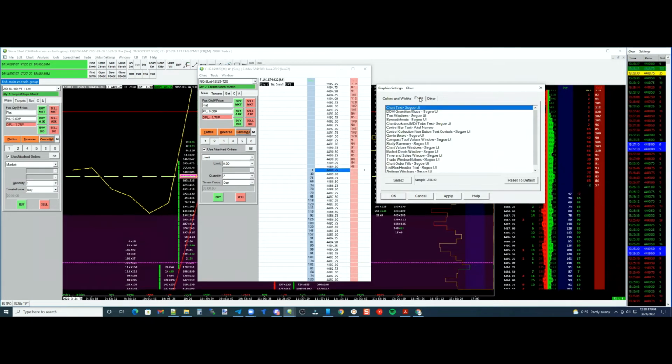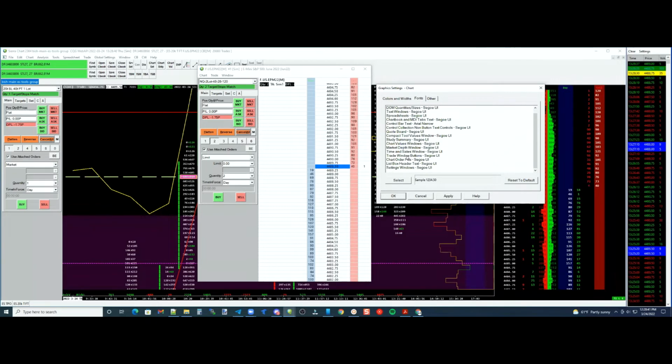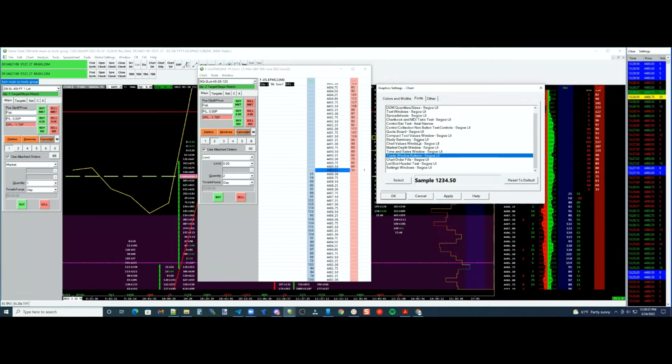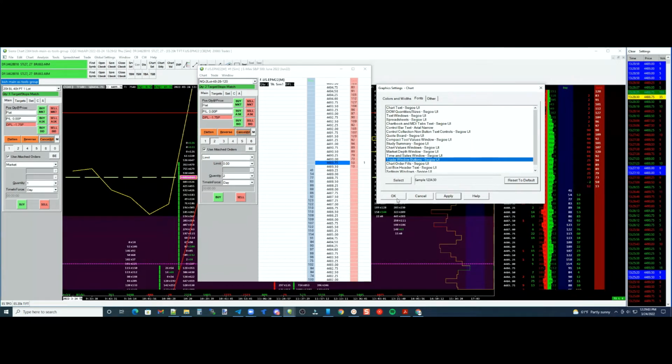So you come under font, and what you want to look for, trade window, first of all, the trade window buttons. You can see I already messed with it and it didn't do anything. It says trade window buttons, but I've updated it and it does not do anything for the buttons. So that might just be broken functionality. And Mike, it doesn't work, man. I've tried it a million times.